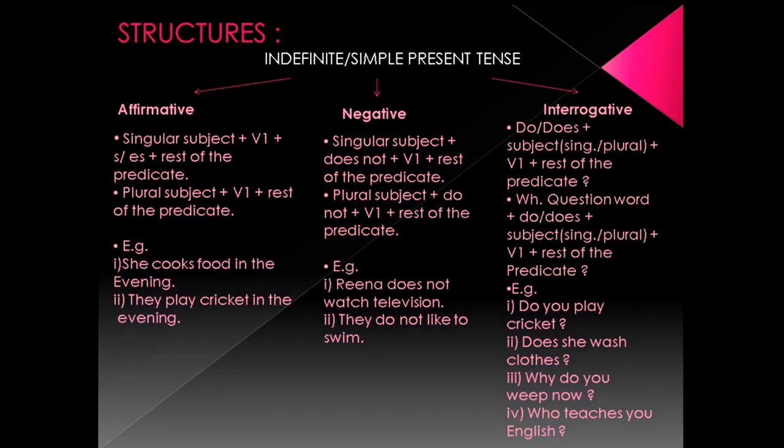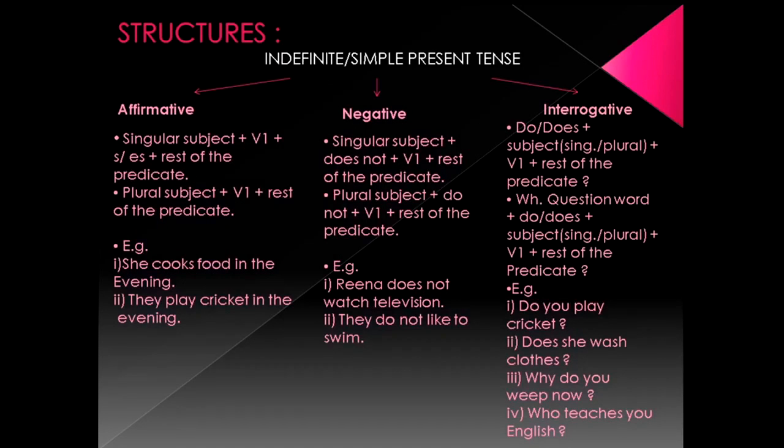Now see the example. Do you play cricket? We know that do is the helping verb which will go with plural subject, whereas does is the helping verb which will go with singular subject. Does she wash clothes? Here you can see that if I write do she wash clothes, then the sentence will be incorrect. We cannot use do with the singular subject. Again, you have to follow the rule of subject-verb agreement. So, does she wash clothes? And at the end, we are putting a question mark.